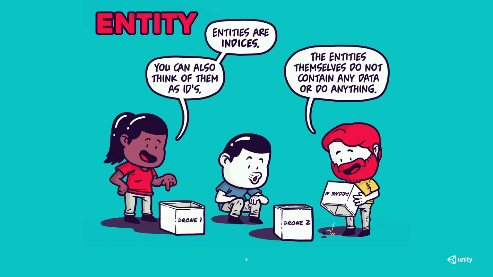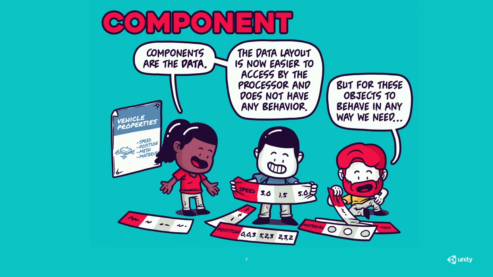So we have entities, and these entities are just indices. Imagine we were making a drone game. We will just have variables that tell us, okay, I have a drone 1, a drone 2, and so on, but they don't contain any data and they don't do anything. They are just indices that tell us, okay, this is pointing to a drone, but doesn't do anything. That's the entity part. We also have the components.